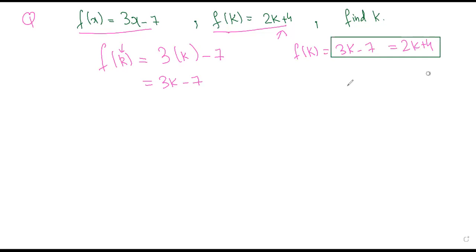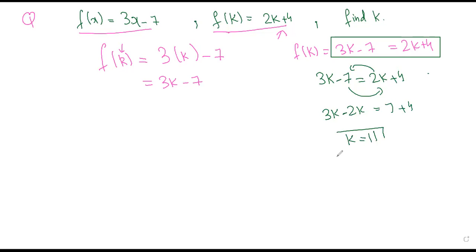So I can write it as 3k minus 7 equals 2k plus 4. I'll take 2k to this side, I'll take 7 to the other side. And this is going to give me 3k minus 2k equals 7 plus 4. So k equals 11. This was the actual answer.